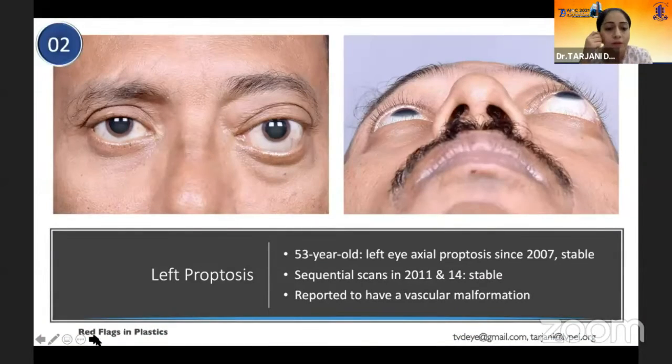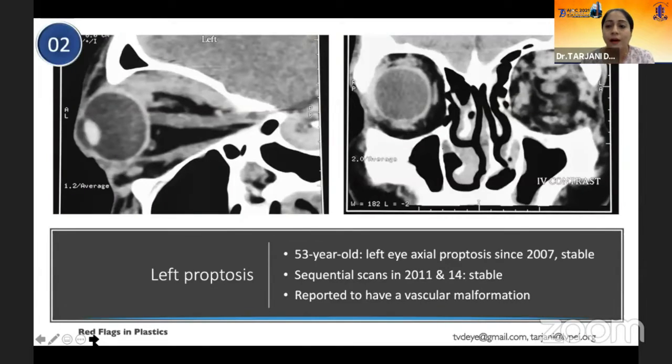So let's take a look at this gentleman. He came with this left eye proptosis. He had an inferior scleral show on both the sides. And it looks very much like thyroid eye disease. He did not have any systemic thyroid dysfunction. His thyroid function tests were normal. But strangely, he had had multiple scans done previously. And every scan was reported as him having a left vascular malformation.